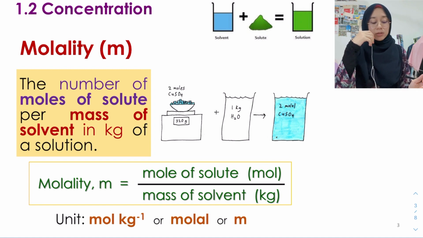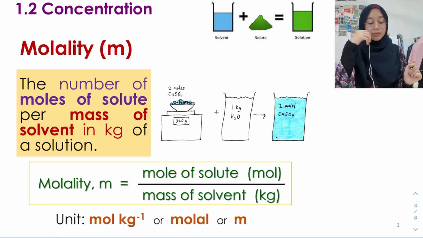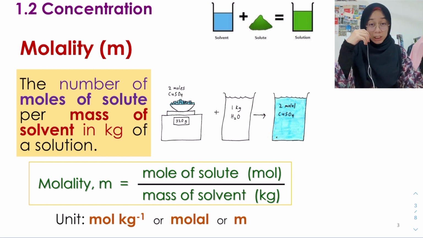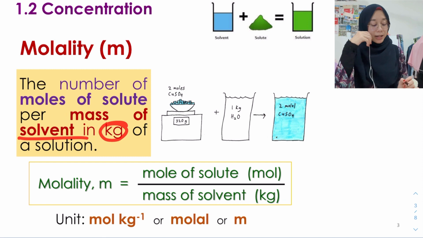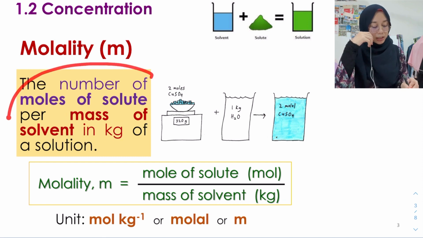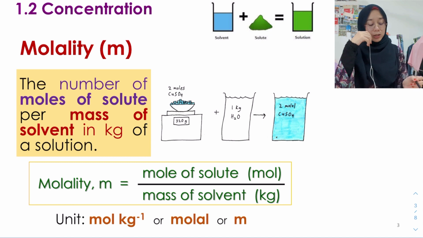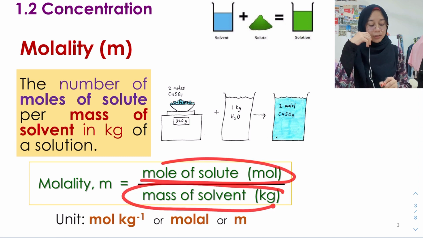Molality is defined as the number of moles of solute per mass of solvent. In this particular case, it's a bit different compared to molarity, whereby molarity is mole of solute per volume of solution in liter. However, for this one, it's involving mass, and only the mass of solvent, not solution. The mass of solvent must be in kilogram. If we change this sentence into a formula, we get m equals mole of solute per mass of solvent in kilogram.